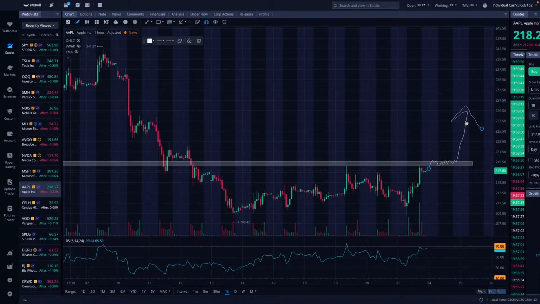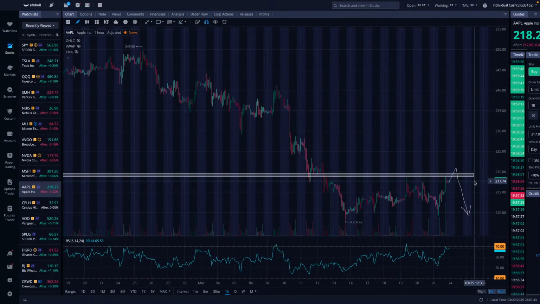I think the more obvious play, though, is markets open, markets get weak. We shoot up to 220, and then we reject back down to 210. That's really what I'm looking at. But you have to be cautious when looking at these levels.